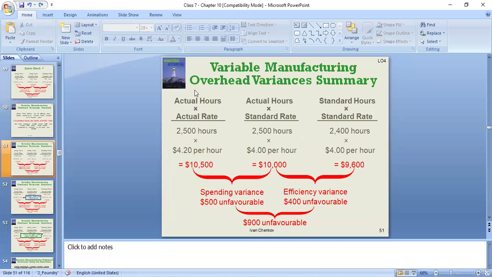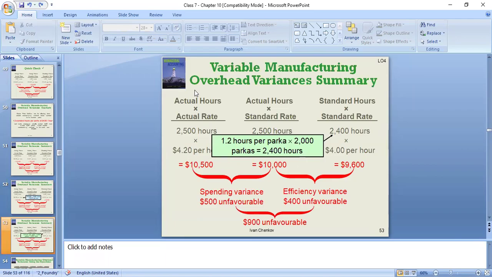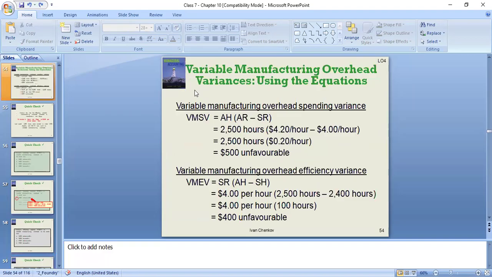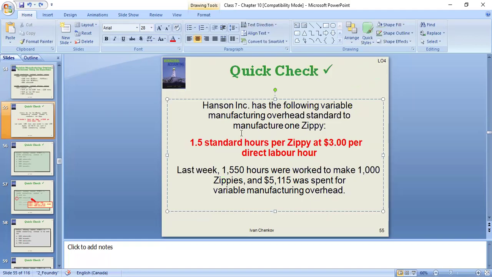The slides are going to show us exactly the same that we did. We're pretty much following the slides, and that's how we get the actual overhead rate. And that's how we get the standard hours that we need to produce those 2,000 Parkers, which is 2,400 hours. Now, let's do repetition of the manufacturing overhead.